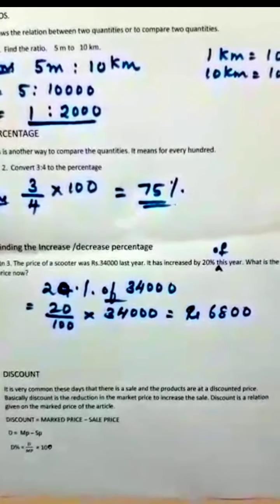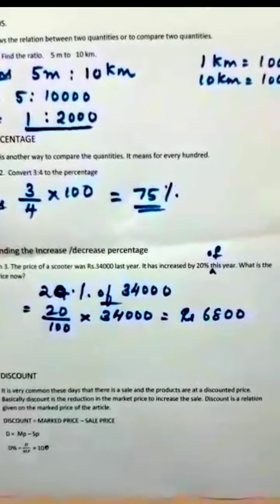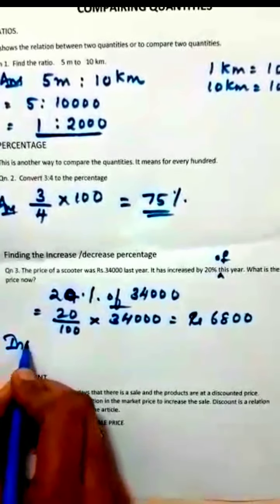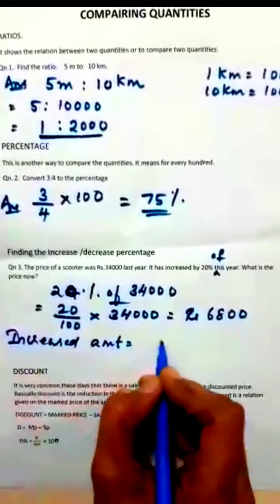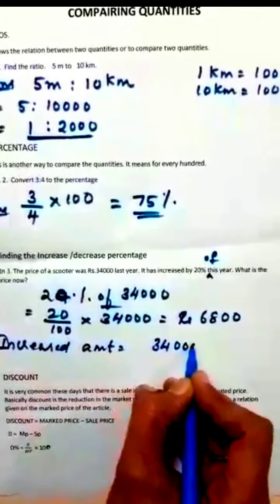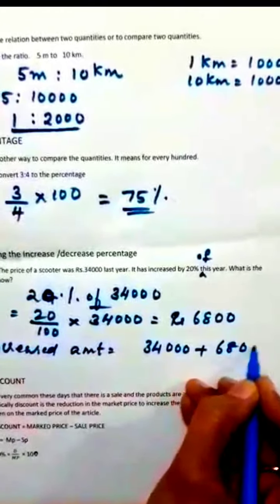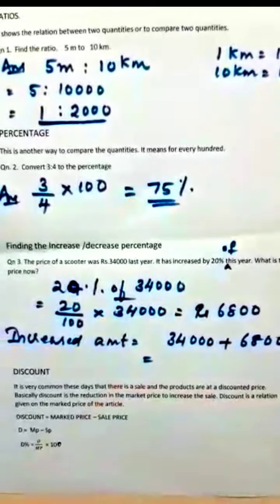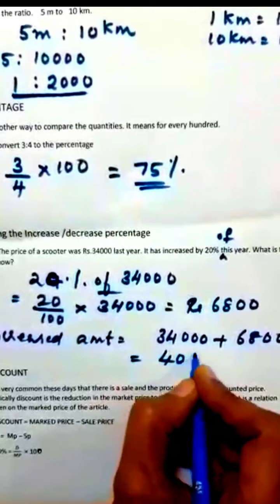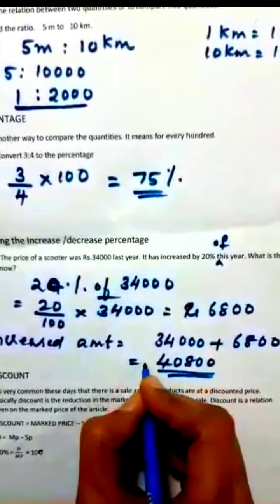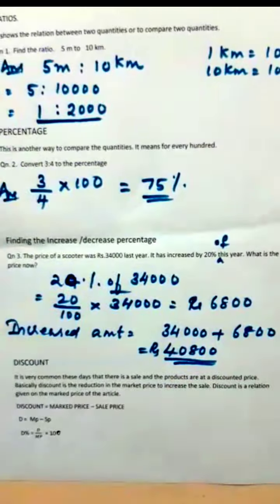So you should do the addition with the original amount. So the increased amount will be equal to the original amount plus the percentage amount that we got. So while adding you are getting 40,800. This is the rupees.